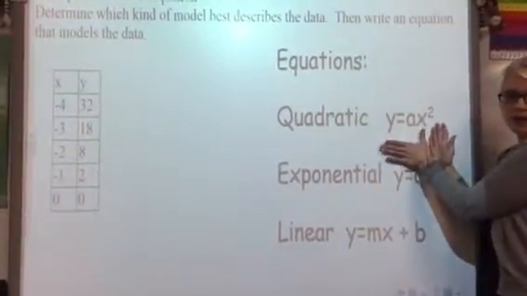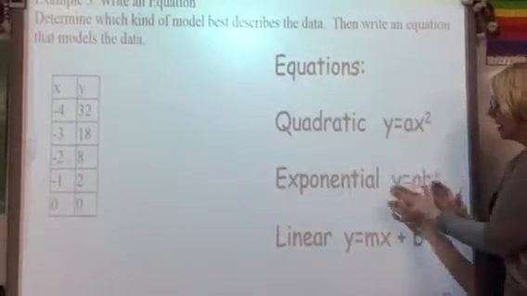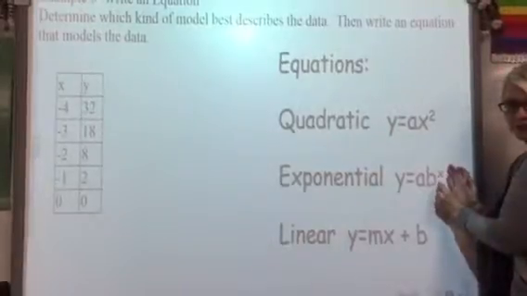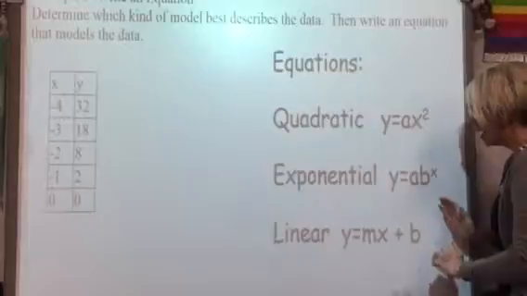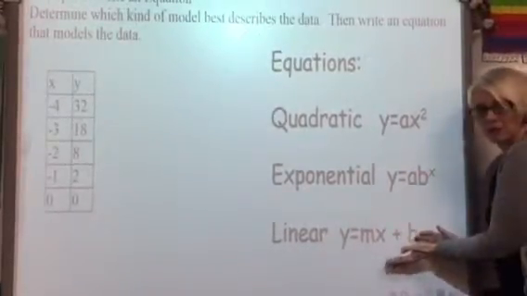Quadratic, we're going to use y equals ax squared, where a is a value you're going to have to plug in and find. Exponential, we're going to use y equals ab to the x, where b is your common ratio, and then you'll have to plug in some values to find what your a value is. And then linear is y equals mx plus b. You'll remember that as slope-intercept form.